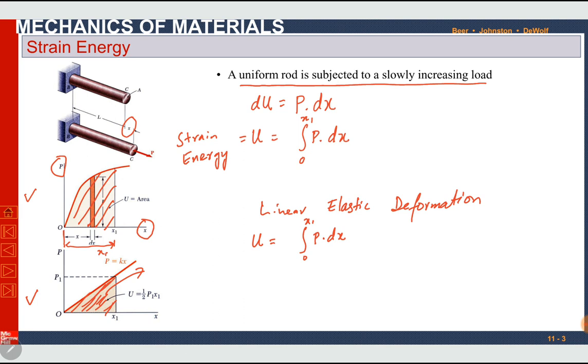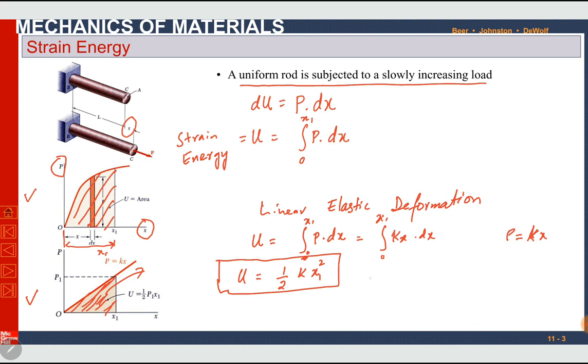P is load. As per Hooke's law, because it is a linear elastic material, linear elastic deformation, we can use P equal to kx, where k is the elastic constant, the Hooke's law constant. So we can write it as the integral of kx dx from 0 to x1. If we integrate x, it will be x squared over 2. So it is 1/2 k x1 squared. This is the strain energy for a linear elastic material, where k is the stiffness of the material and x1 is the deformation.